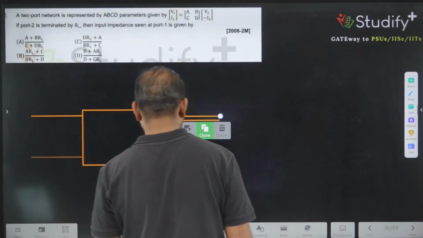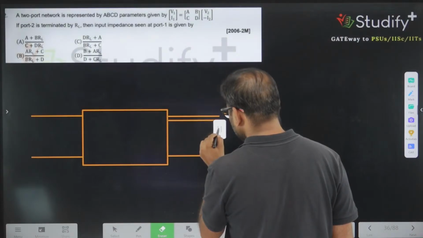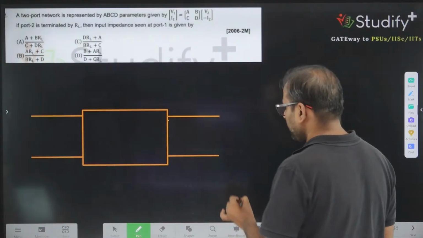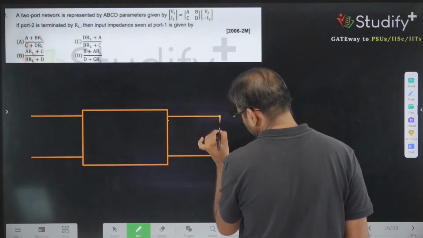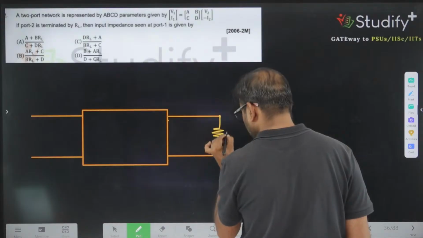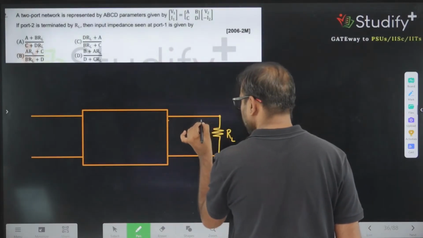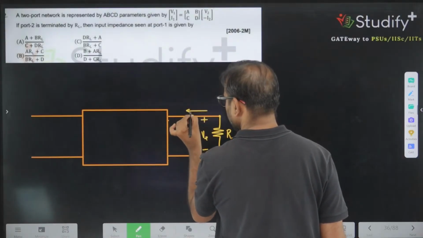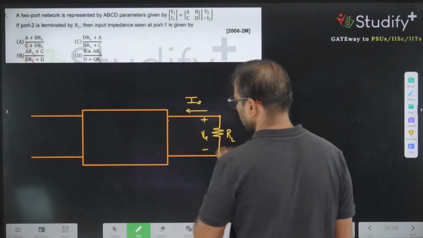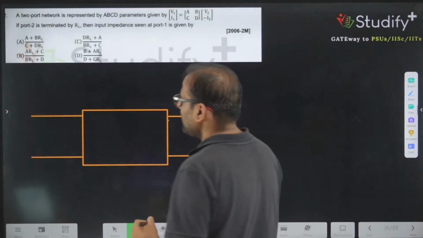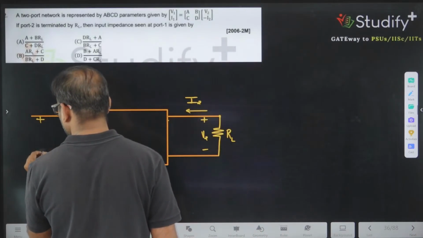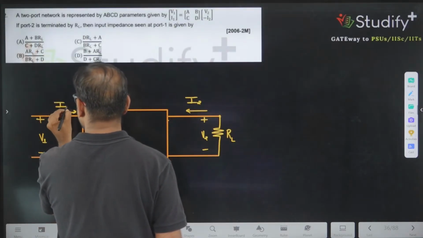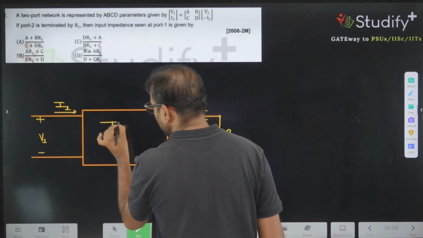These are 4 terminals. What question is saying? Question is saying that the terminal 2 is replaced by a load RL. This is RL. So this value is V2 and this is I2. This value is given as V1 and this value is given as I1. This is our two-port network.